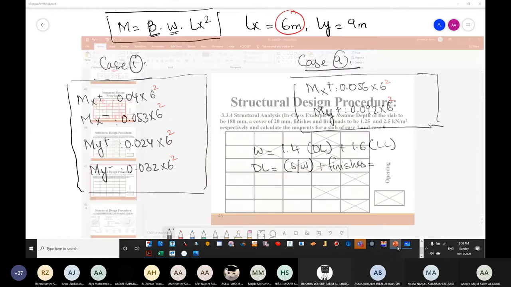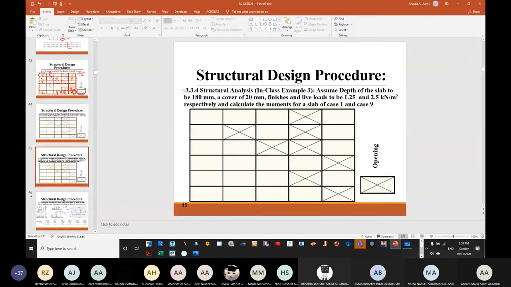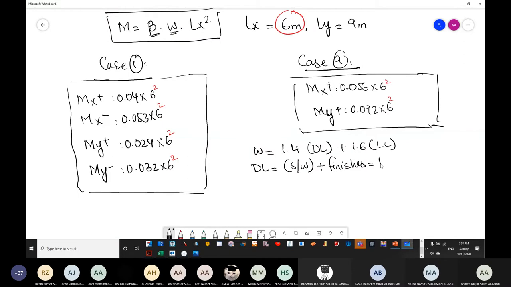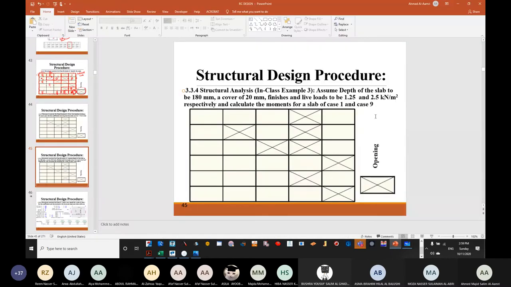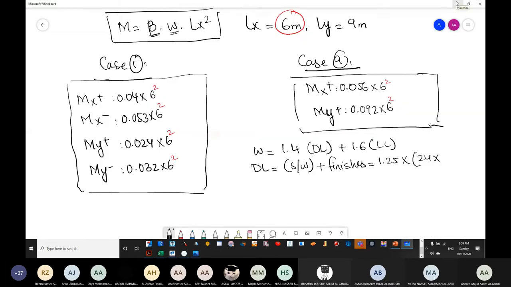Now in the problem, the finishes has been given to be 1.25. So 1.25 for the finishes. The self weight is going to be 24, the unit weight of concrete, multiplied by the depth of the slab. If you remember, I have already explained how to calculate the self weight of the members. This is in millimeter, we need to convert it to meter. So that's going to be 0.18.